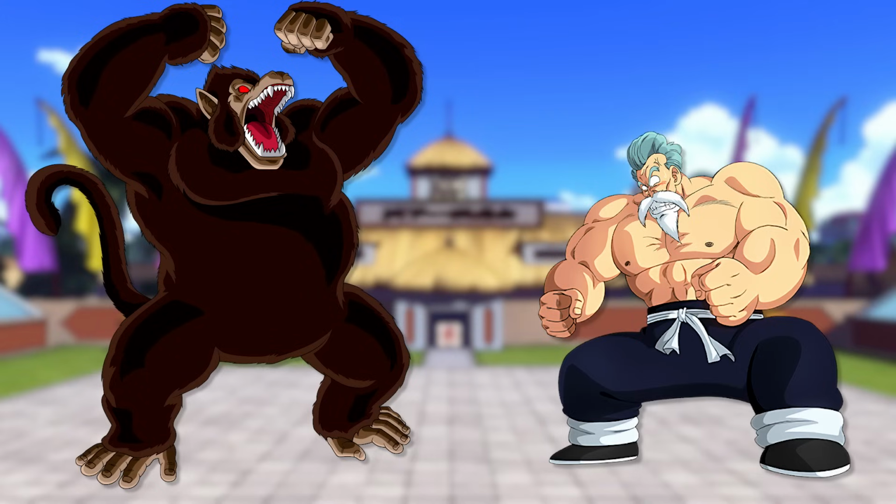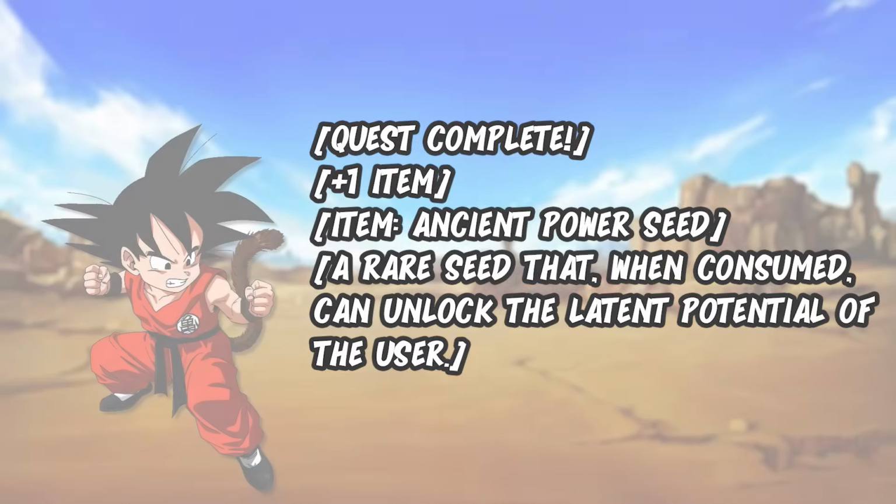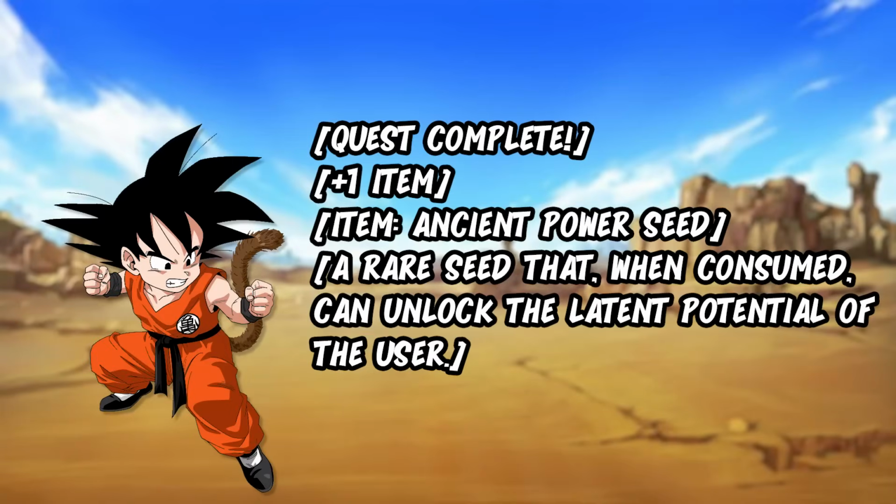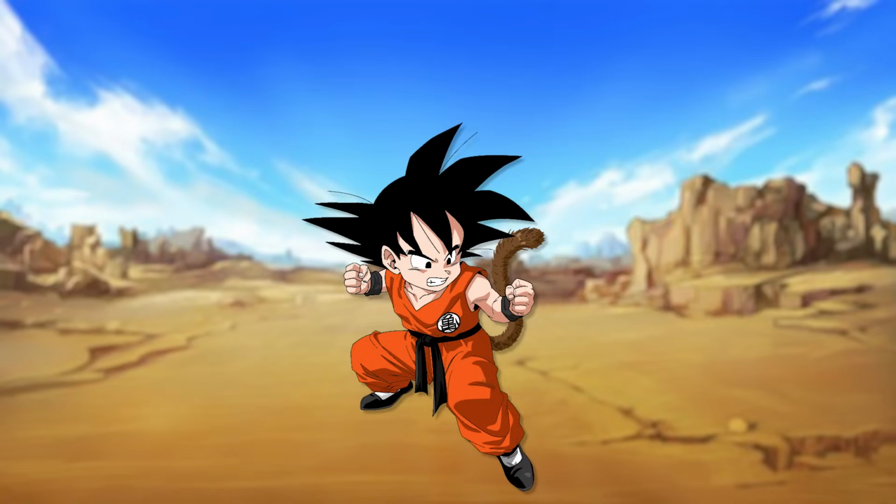Goku then follows his friends in this gigantic form that he must remain in until the full moon has passed. Quest complete, +1 item, Ancient Power Seed. A rare seed that when consumed can unlock the latent potential of the user. Goku likes the sound of this item, but when he goes to try and eat it, it hovers above his mouth like there's an invisible force field in between him and the seed.